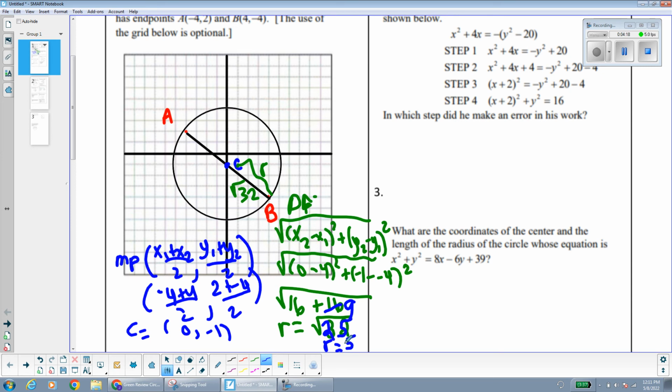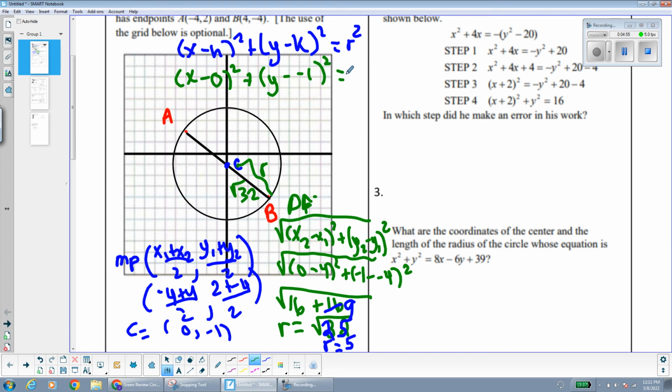Now we're going to write the equation of the circle. To write the equation of the circle, plug into the formula x minus h squared plus y minus k squared is equal to r squared. H is the x coordinate of the center. K is the y coordinate of the center. So here, the x coordinate of my center is 0. So that's x minus 0 squared. You can just write x squared plus y minus the y coordinate of the center, which is -1. And our radius is 5.